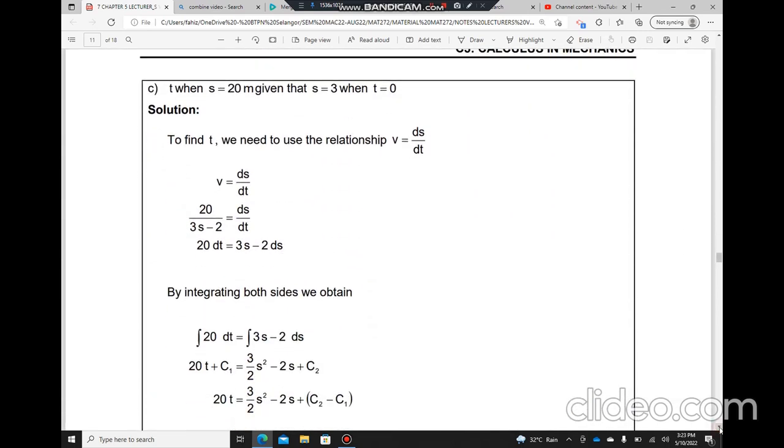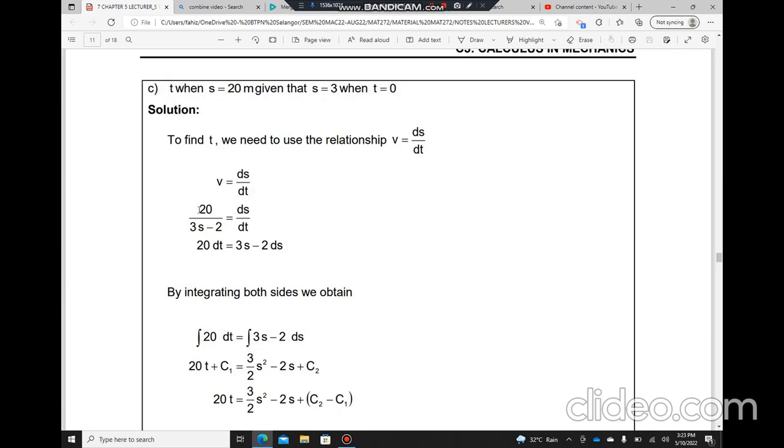Okay, this one, T when S equals to 20 meter, given that S equals to 3 when T equals to 0. Okay, so this one, to find T, we need to use relationship V equals to ds dt sebab yang ni nak cari T kan. Okay, so untuk cari T, kita guna dulu relationship V equals to ds dt.